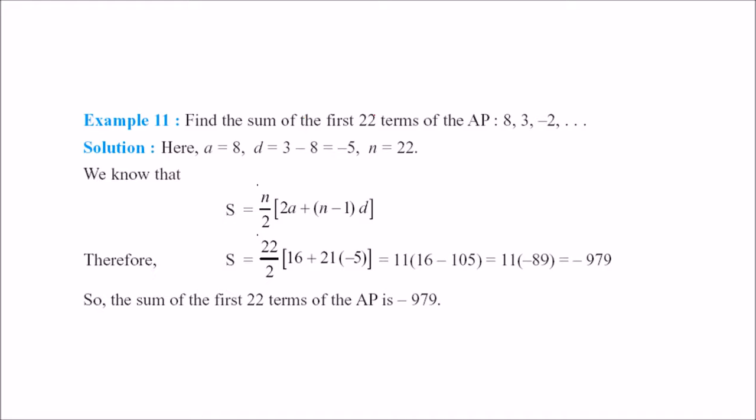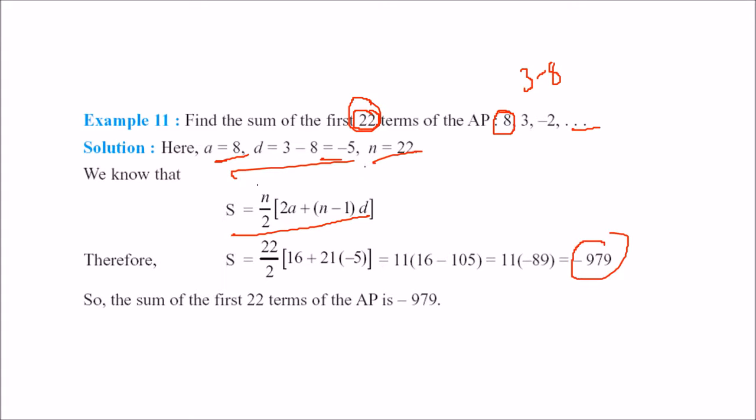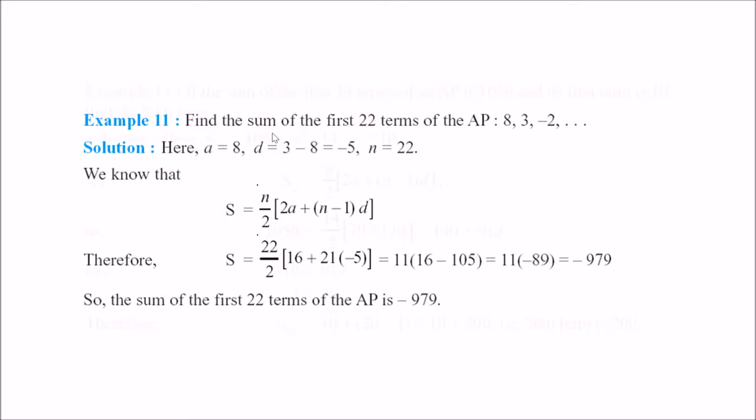Find the sum of first 22 terms of the AP 8, 3, minus 2, and so on. So a is what? 8. Common difference is 3 minus 8, that is minus 5. We have to find the sum of first 22 numbers, so n will be 22. Just place in this equation n by 2 into (2a plus (n minus 1) into d), these are known. The answer would come as minus 979.